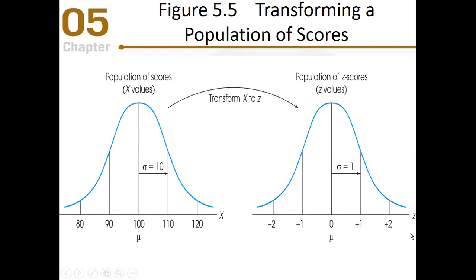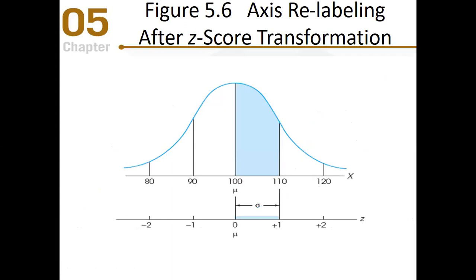You're basically making the axes just simpler. The mean is 0 and the standard deviation is equal to 1. That's a good way to think about this whole z-score transformation. We're just relabeling the axes. A score of 100 in the original distribution is now equal to a 0, and a standard deviation bracket, instead of being 10 points up here, is now equal to 1 point.